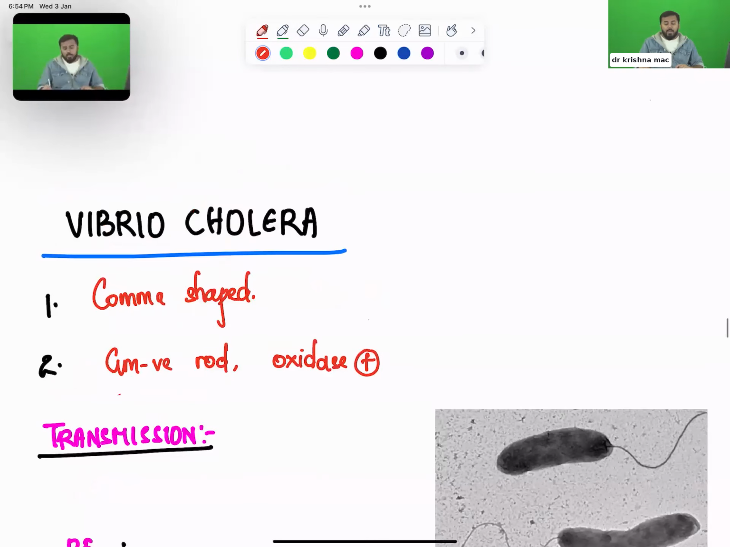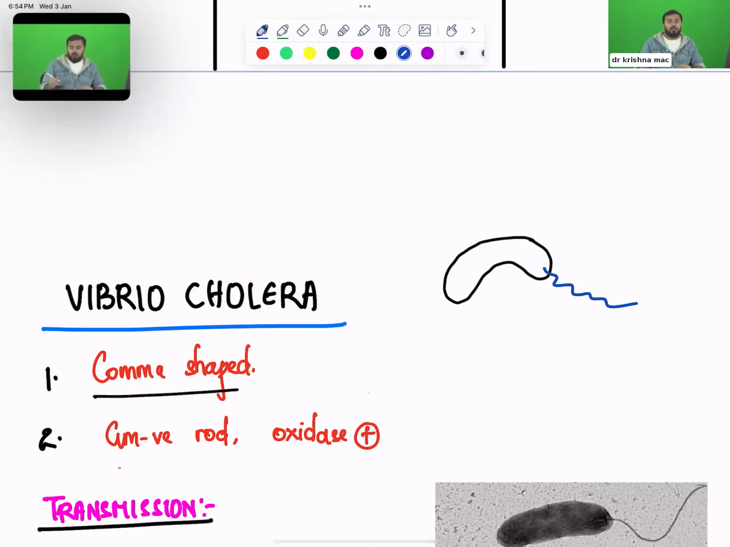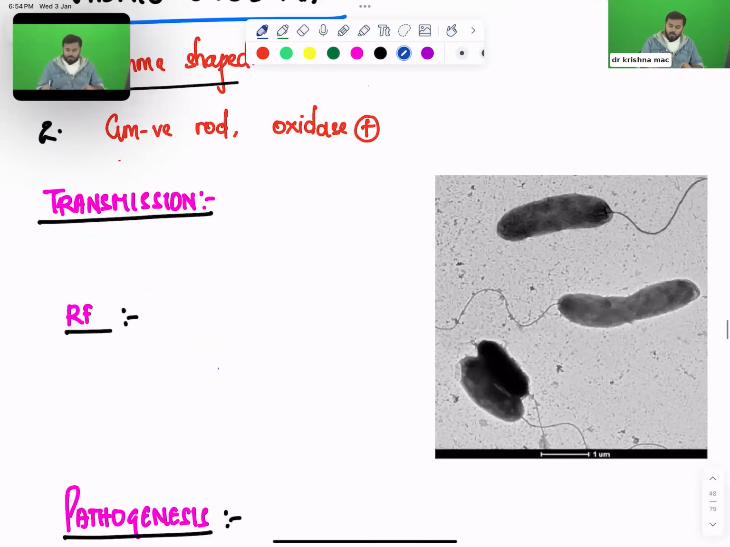Okay. Now look at the flagella of this bacteria also. This is a bacteria like this. Why are you drawing it in a curved form? Because that's what I told you, comma shaped or curved bacillus. Now this bacteria has a flagellum on one end. So can I call it polar flagella? Polar flagella. Why polar? Because it is only on one end. You see this? Only one flagellum on one end. This is polar flagella. Okay.